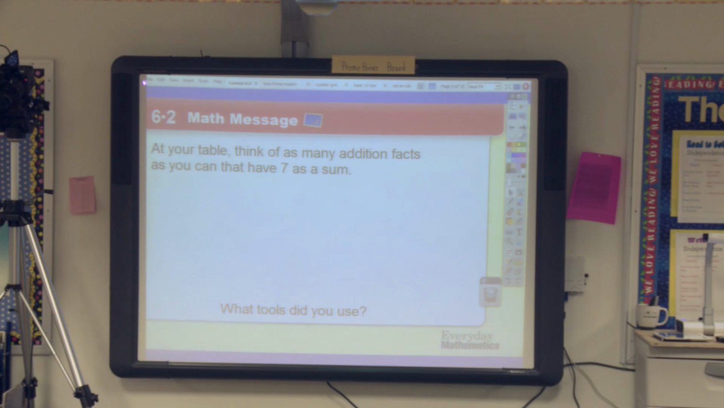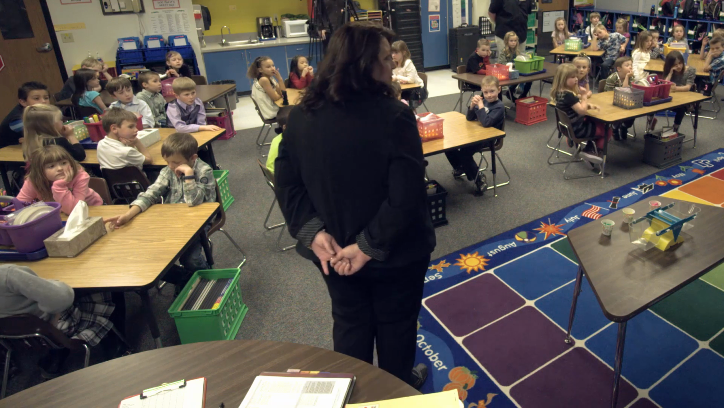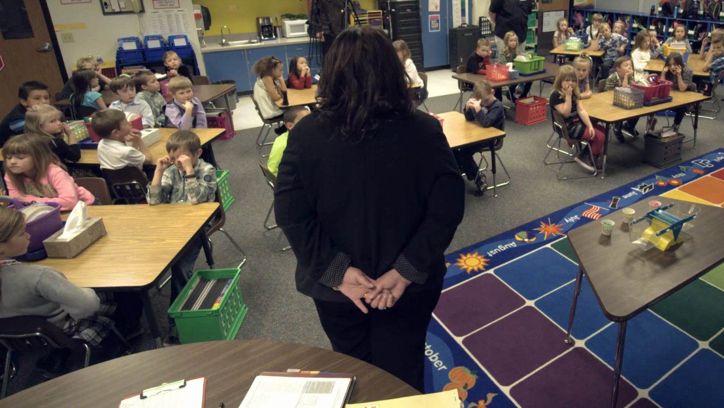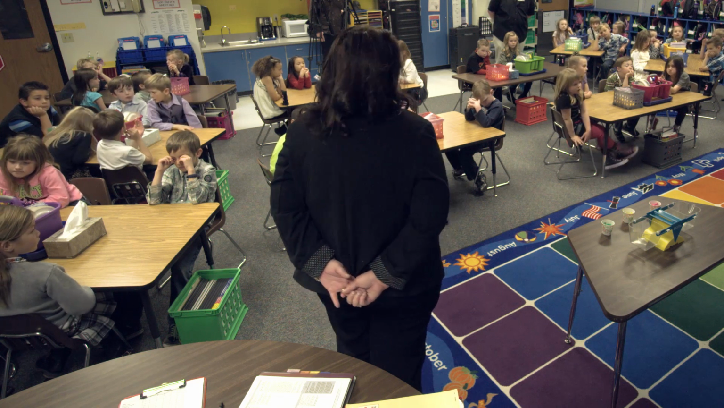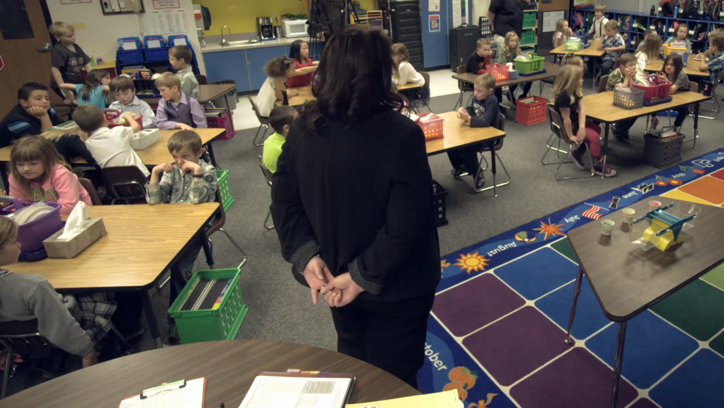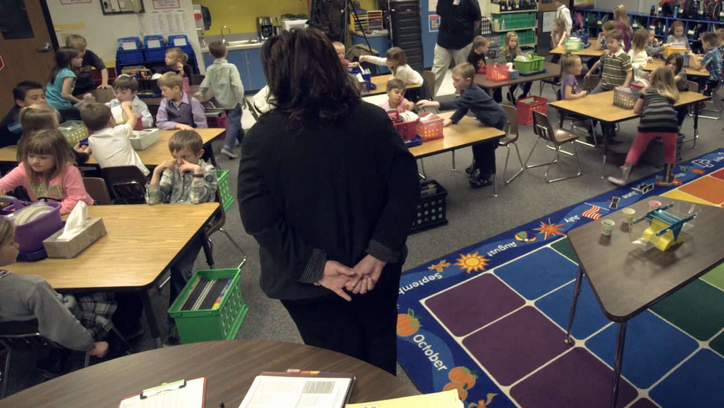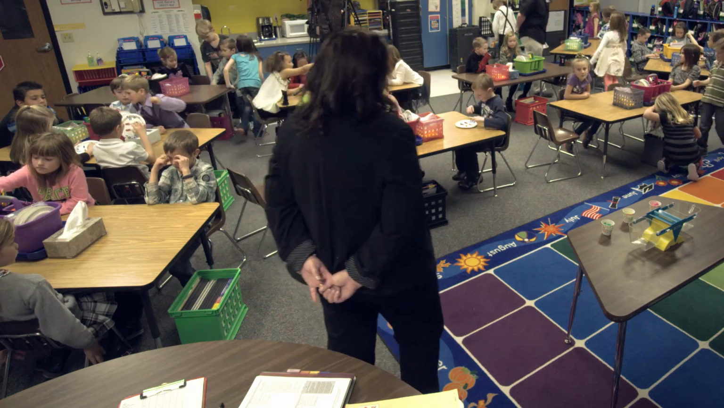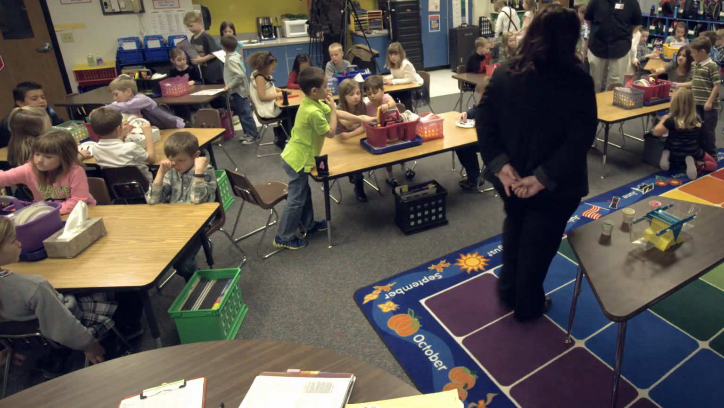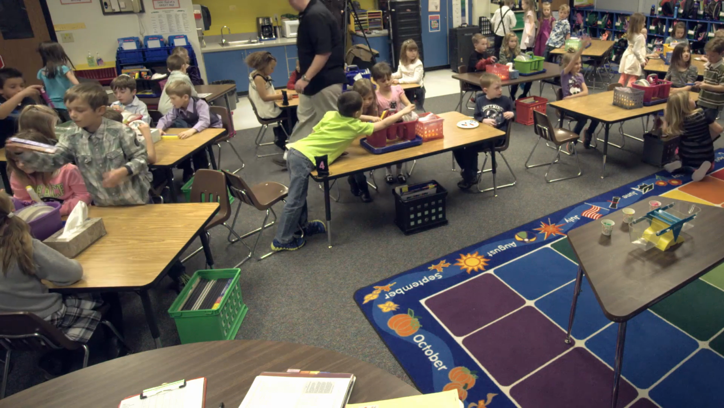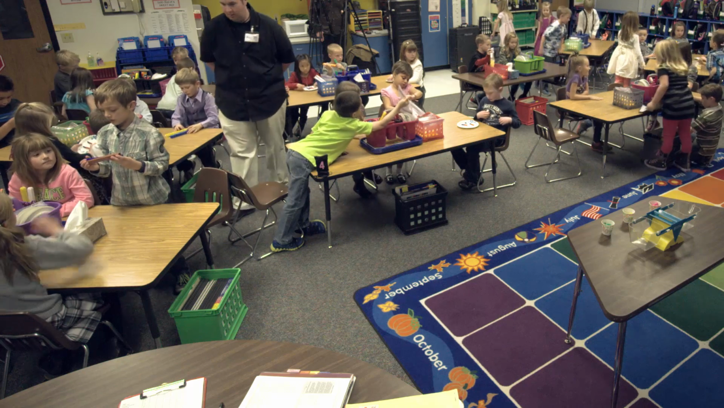Now we're going to be able to use tools on this math problem. At your table, think of as many addition facts as you can that have 7 as the sum. 7 as the sum, okay? You may use tools if you'd like to. So use the tool that you think you need to figure out addition facts that have 7 as a sum. Let everybody have a chance to come up with an addition fact with a sum of 7. You already have one? Okay, you come up with a second one. Hold that one in your brain. We'll come back.